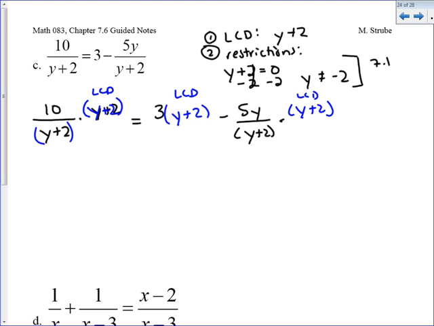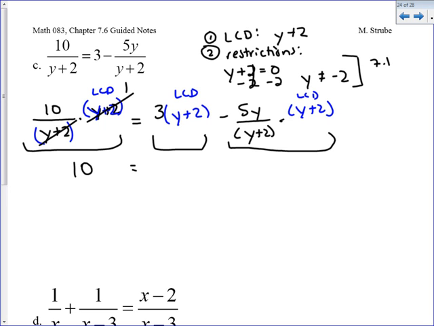And now I've got 3 things, and what should happen if my LCD is correct is I should end up canceling out all the denominators. So in this first fraction here, what can I cancel? Y plus 2's. That looks like more of what we did in 7.2. I can cancel them out because they're the same factor. So I'm left with 10 times 1 or 10.